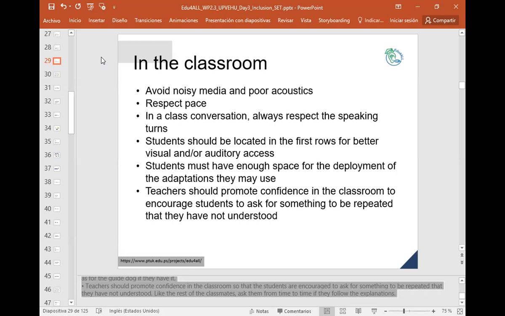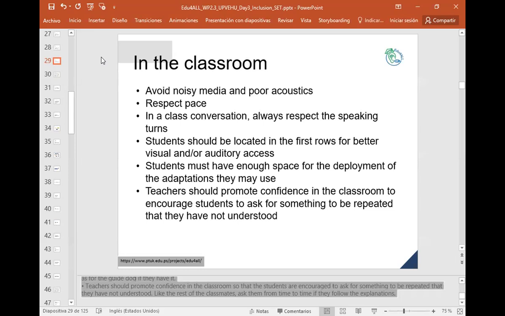In question times, debates, etc., we must understand that blind students do not see if other classmates have raised their hands, so sometimes it may seem that they do not respect the order of speech, participating spontaneously when they have something to contribute or ask.